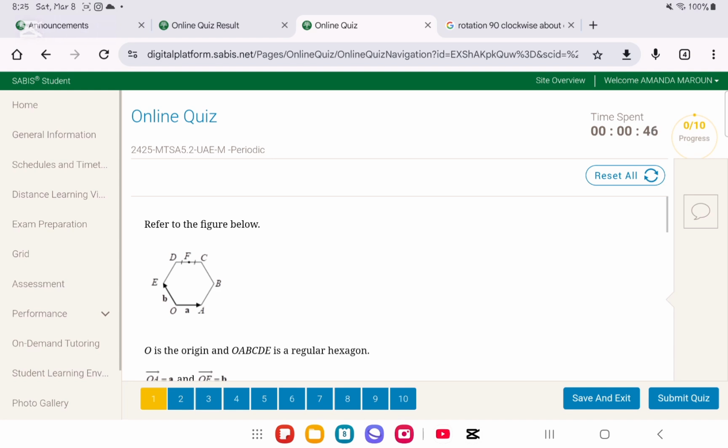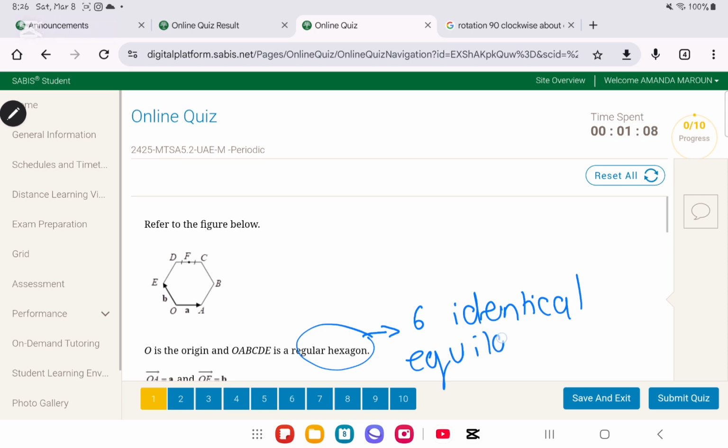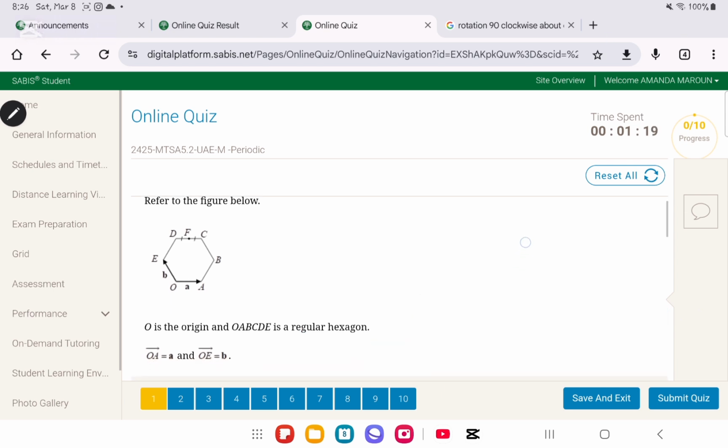So let's start with the first question. Question A. O is the origin and O, A, B, C, D, E is a regular hexagon. Keep this in mind. When they say regular hexagon, that means we can separate it into 6 identical equilateral triangles. Okay, so keep this in mind. Alright, and then they told us that OA is A and OE is B.